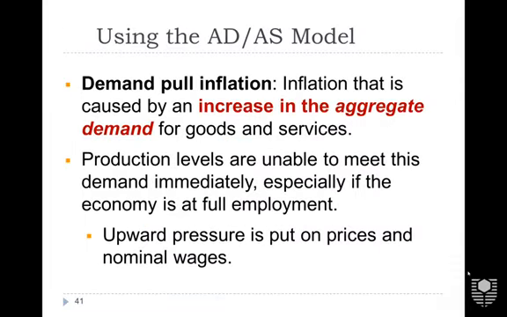So demand pull inflation, we already discussed this in the previous lecture. It is inflation that is caused by an increase in aggregate demand, and there would be upward pressure on prices and nominal wages. When the aggregate demand increases and the supply cannot match that aggregate demand, then there would be a pressure on prices, and this will lead to demand pull inflation.